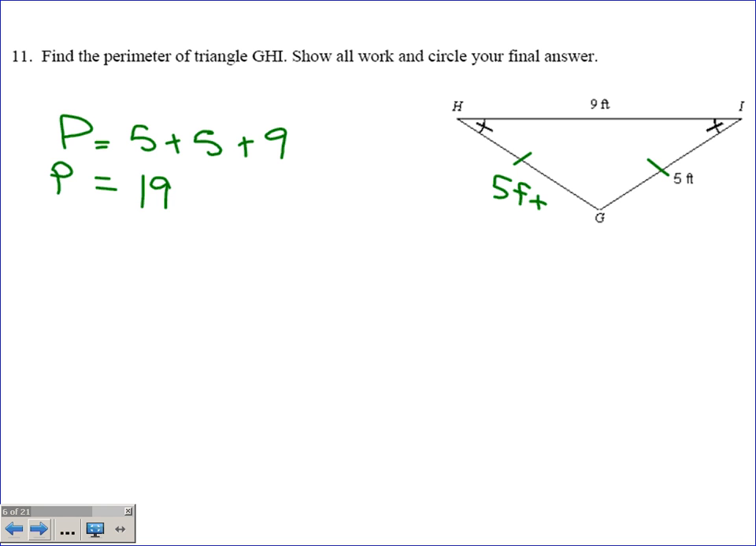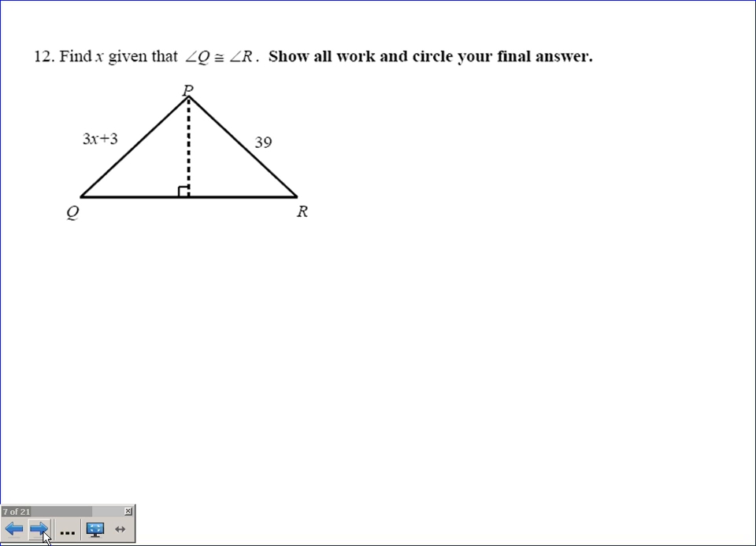19. And what would my units be, Tyler? We're just going to say feet because perimeter is just a length, it's one-dimensional. So 19 feet. If they didn't have feet, write it in. So the best answer is 19 feet. I didn't erase it. Number 12.